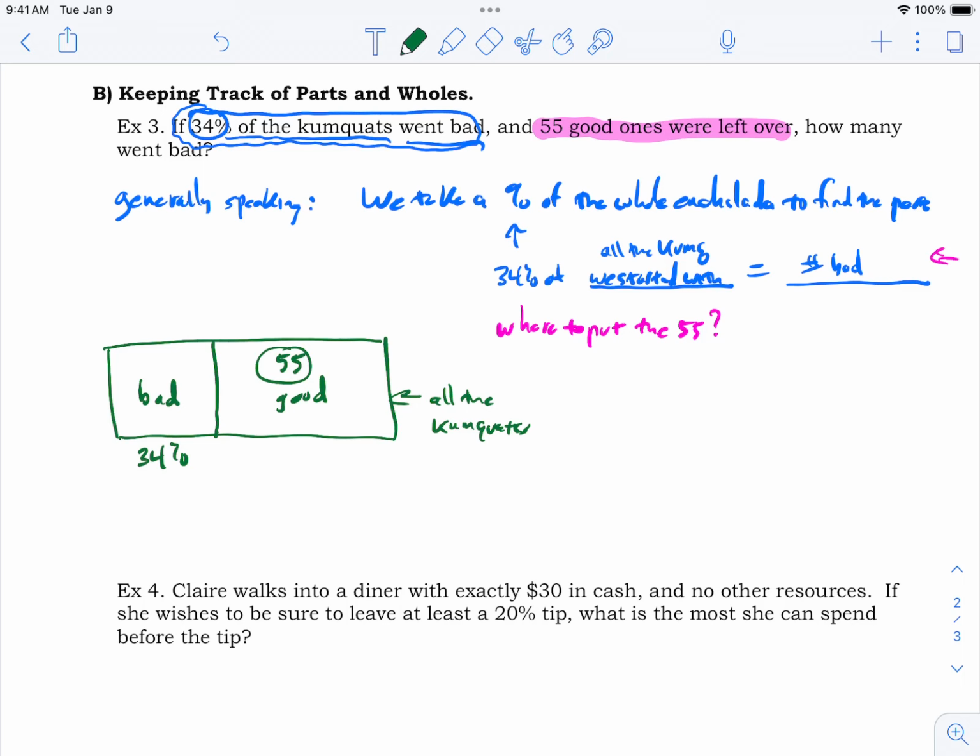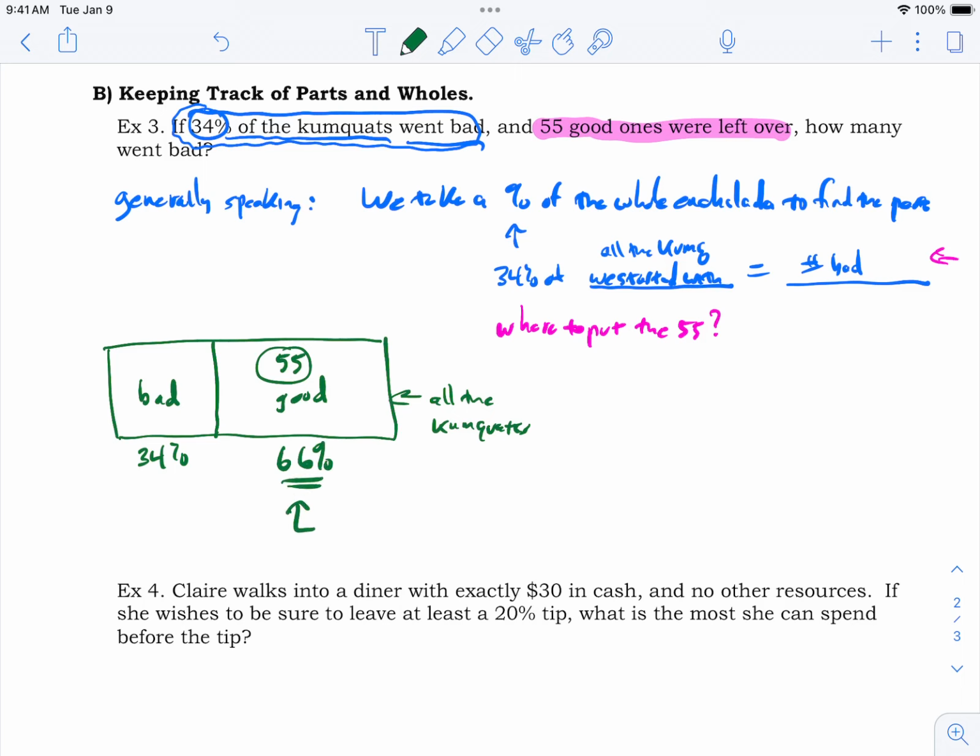How am I going to get anywhere with this? Well, what we can do is this little trick right here. See this 34%? Well, what percentage is that? You can figure it out because there's only good and bad, and it adds up to 100% no matter what. So if it adds up to 100% no matter what, would that be 66%, right? Yeah. This must be 66%.